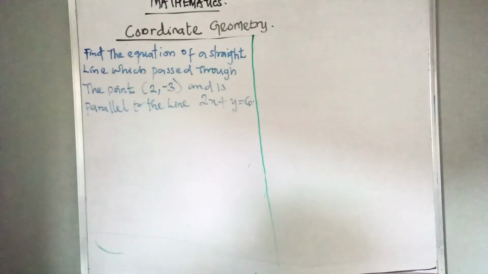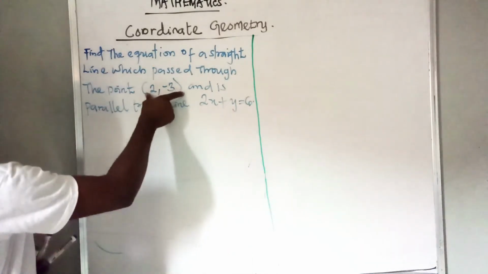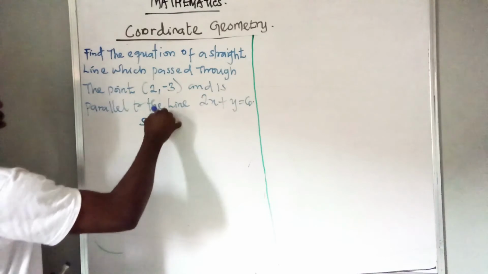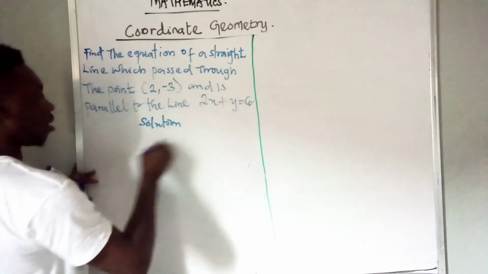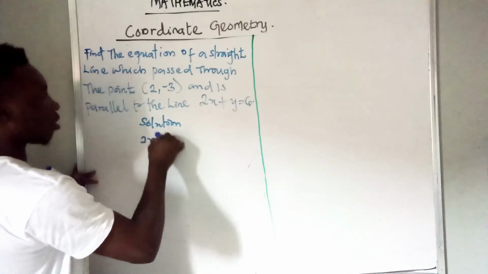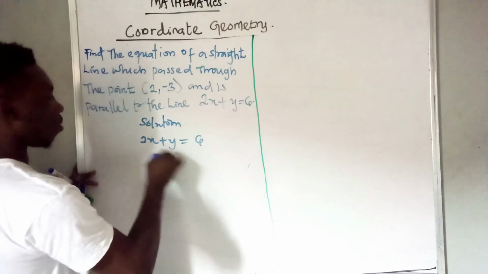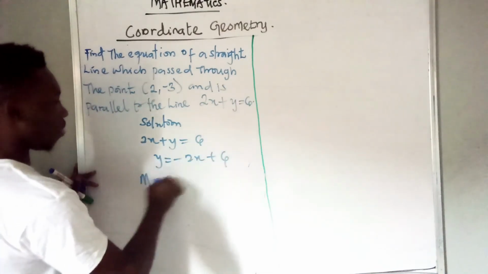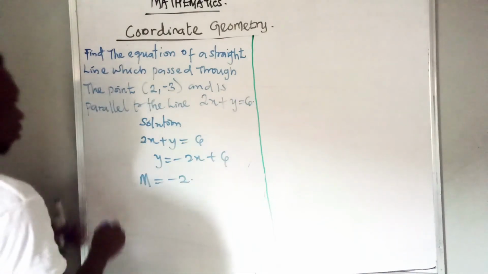So this is another question. Here, what do we do? Now we have just one point, and we have an equation here. So you take your equation, we're going to find our slope from here. That is 2x plus y is equal to 6. So this becomes y is equal to minus 2x plus 6. So at this junction, m is equal to minus 2.